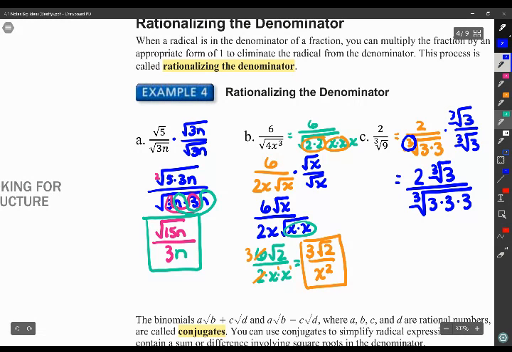And as I look, again, I'm looking for 3 of a kind because the 3 sits on the shelf. So I have 3 of a kind. So that's going to come out. So I'm going to go 2 cubed root of 3 over 3. And this is my answer.